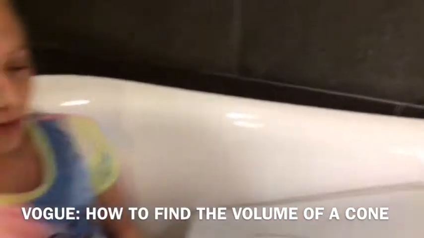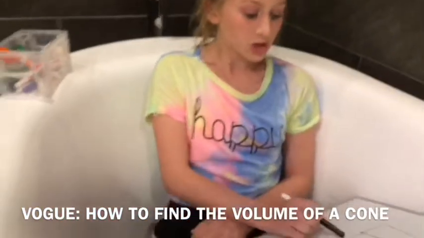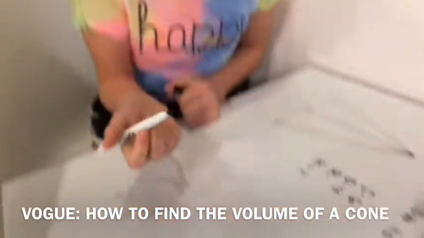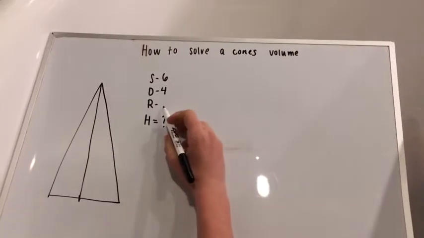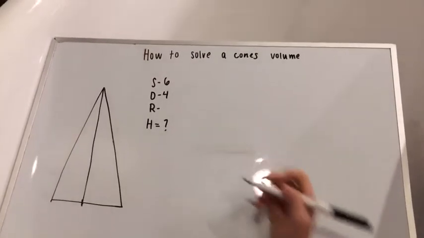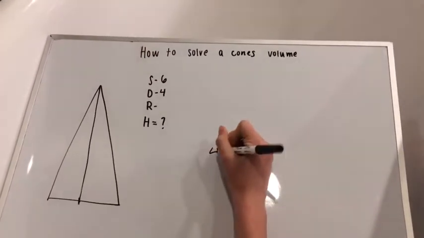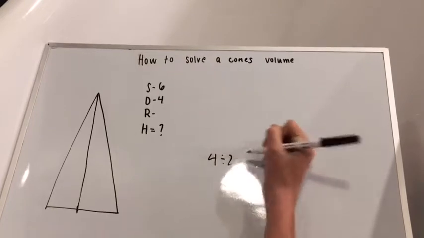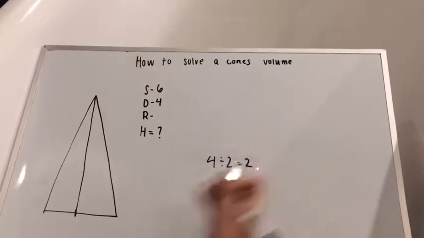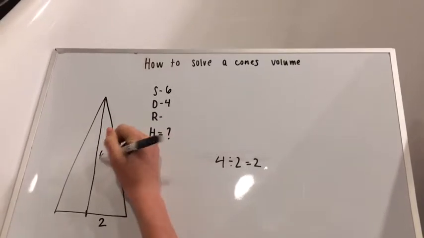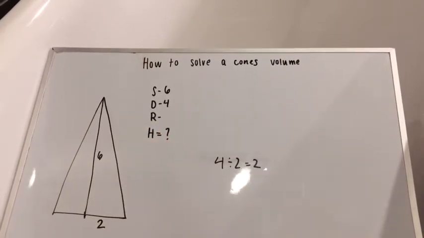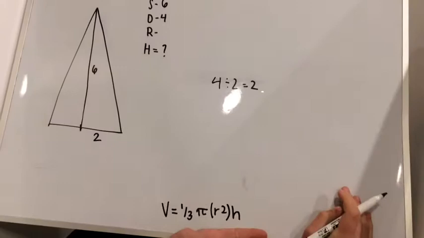What's the next step after that? Well, next you have to find the radius, which is half of the diameter. So how you do that is, now we have to find the radius, which is half of the diameter, which is 4 divided by 2, which equals 2. So you'd write that right here, and then the straightaway is 6. So now we have to follow using the formula, which I have right here.